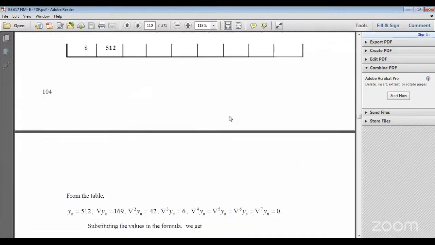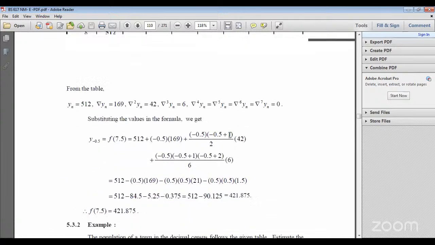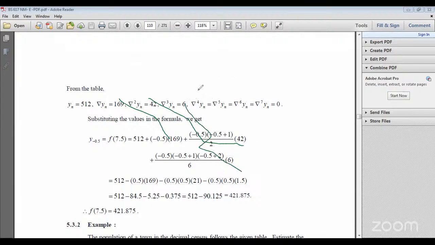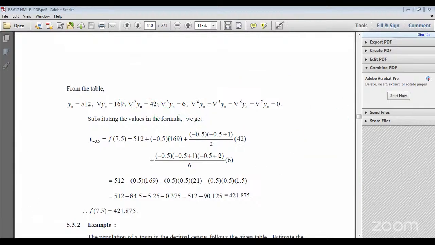So then 5 to 12, then 160 and 42, 6 zeros, all zeros here. So I'm applying these values here. So f of 7.5 plus 5 to 12 minus 0.5 of 169, then 0.5 of 5 minus 1 plus 1, then 6, then all zeros, the remaining values are zeros. So we did not write zeros here, so automatically zeros here. So therefore f of 7.5 is 421.875.